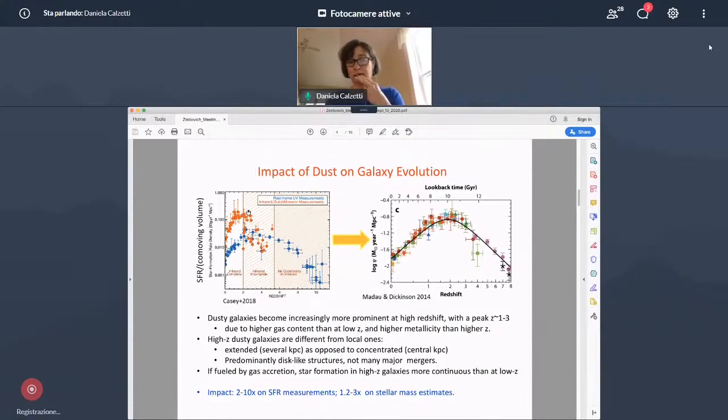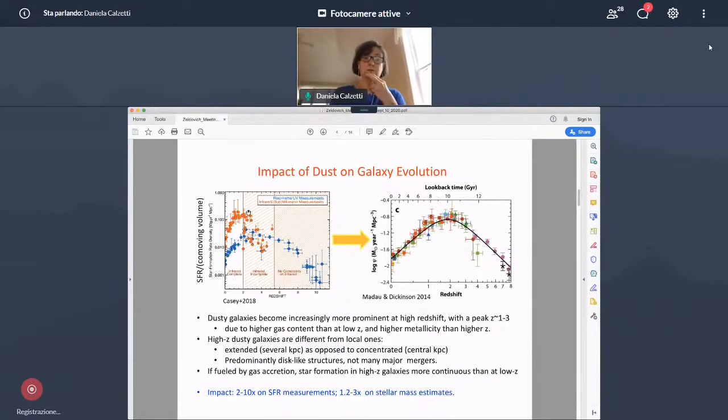Now, the top right shows a heroic effort by two authors, Madau and Dickinson, to bring these two rather contrasting measurements into agreement with each other and provide a coherent view of the evolution of the cosmic star formation rate density as a function of redshift. But let's not forget that this heroic effort actually requires assumptions.